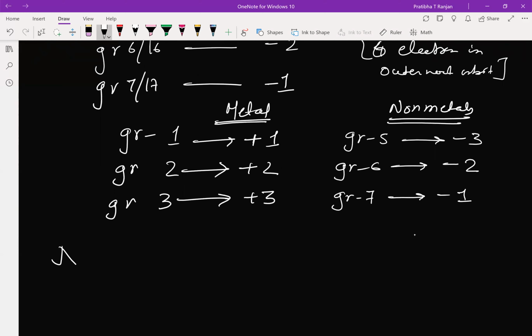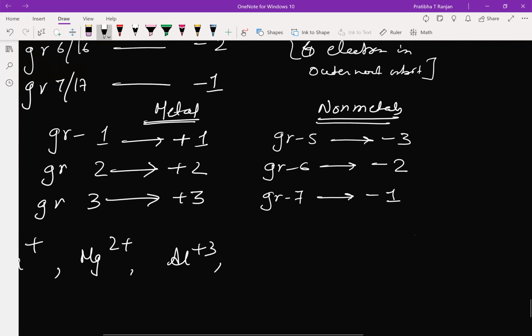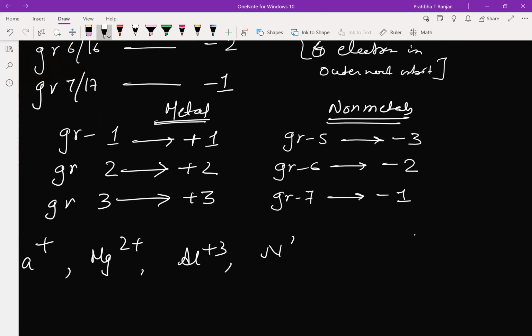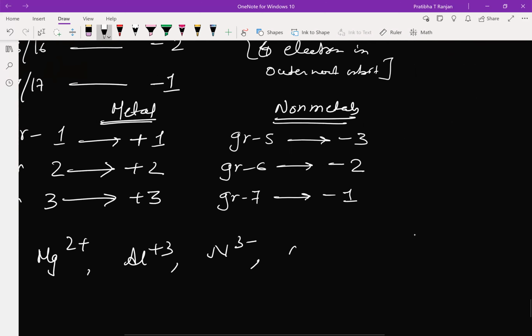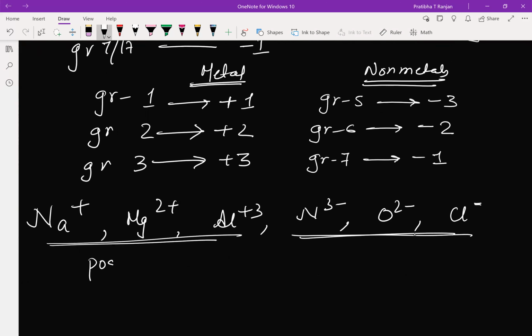So just for example, Na+, Mg2+ because it belongs to group 2. Aluminum 3+ belongs to group 3. Then nitrogen 3- belongs to group 5. Oxygen 2- belongs to group 6 and chlorine - belongs to group 7. So these are my non-metals, or these are my metals. They are also called positive ions. Ions means they have some charge. Since they have the positive charge, they are the positive ions.